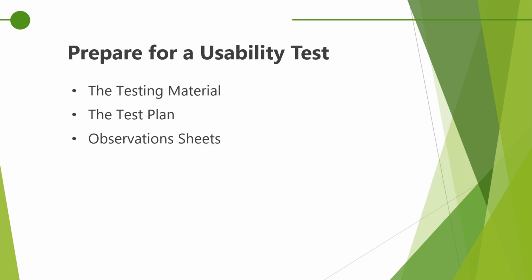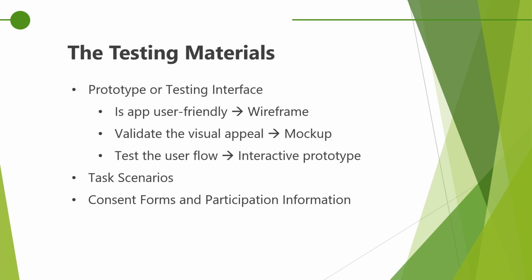Now, to conduct a successful usability testing, you want to carefully prepare, and that's going to be key. So let's break down the elements that you'll need to prepare. You'll need to have testing material, you need to have a testing plan, and you need to have observation sheets. So let's talk about each one of these. Let's talk about the testing materials that you'll need.